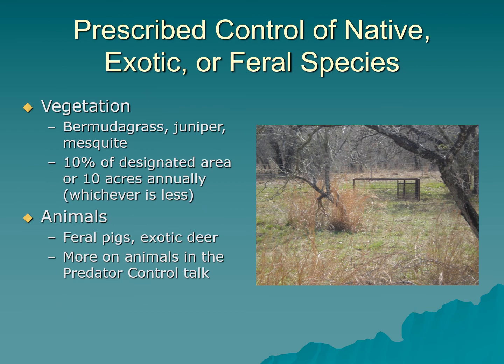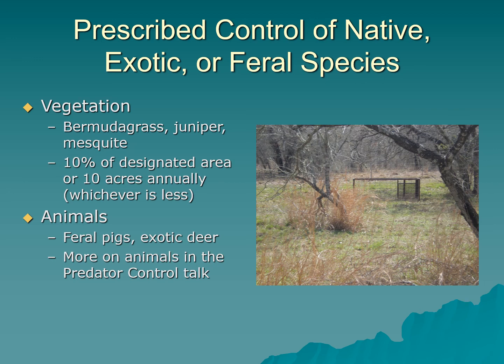Prescribed control of native, exotic, or feral species. I can't think of any plant or animal that doesn't fit into one of these categories. So this is a very broad category, and a lot of times you'll find overlap here in other categories on this plan. So starting off with vegetation, you could be trying to control Bermuda grass, juniper, mesquite, and you would need to do 10% of the designated acre on your plan, or 10 acres annually, whichever is smaller.